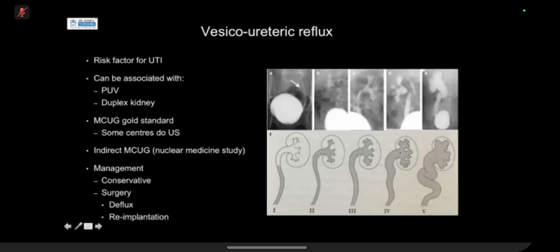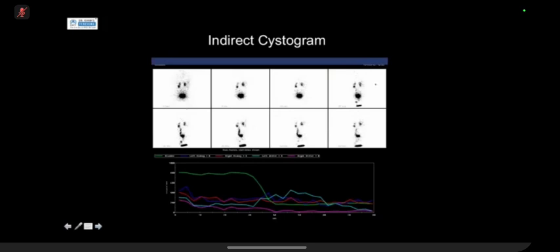And depending on the grade, you can either manage it conservatively, so the lower the grade, the more conservatively managed that the patient is, or they can have a deflux procedure, which is where they inject material into the VUJ to try and make it smaller and reduce the risk of reflux. And if that fails and the child continues to have urinary tract infections, for example, then they'll do reimplantation of the ureter at the VUJ. And the higher grades tend to be what gets operated on. So this is an example of an indirect cystogram.